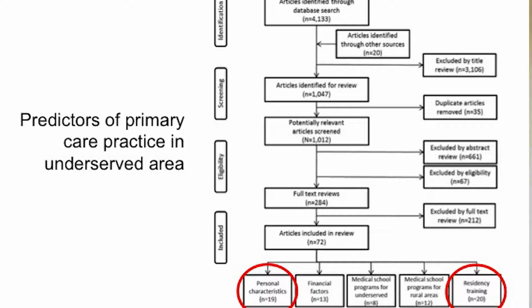And then there are the medical school programs for underserved urban areas, like Drew and the Jefferson program in Pennsylvania, and the medical school programs for rural areas. And then there's the residency training, which is the big component, almost exclusively all family medicine research.